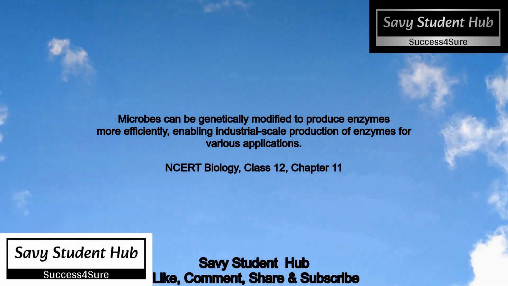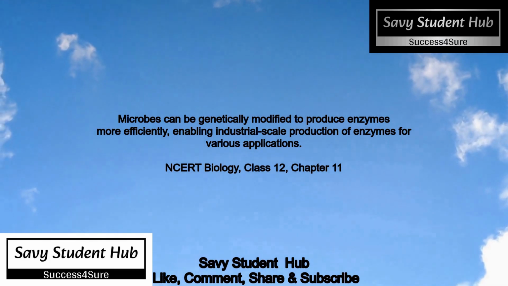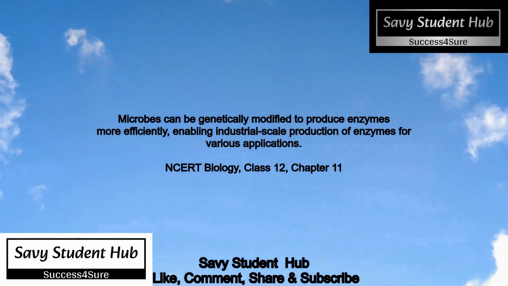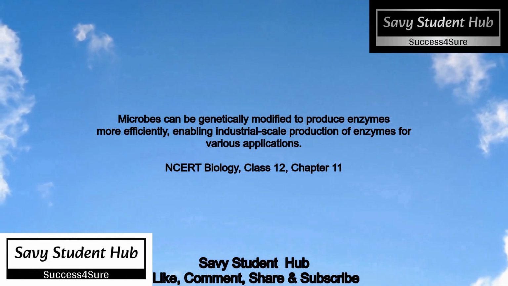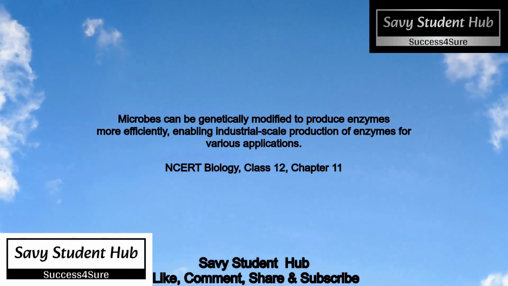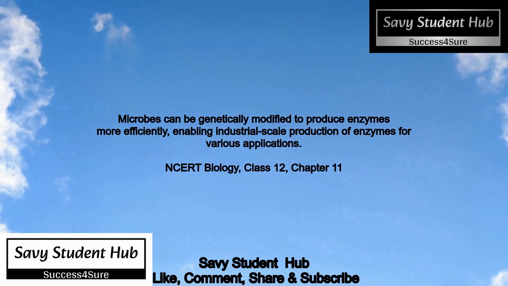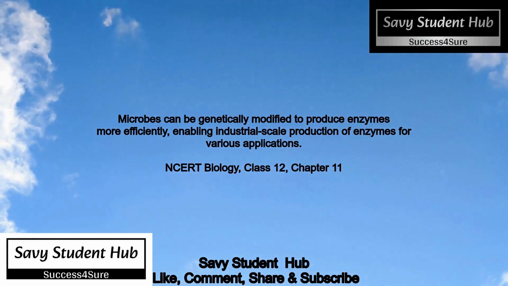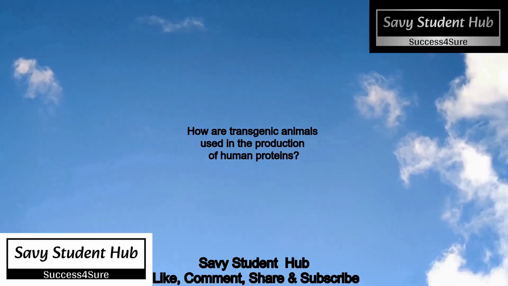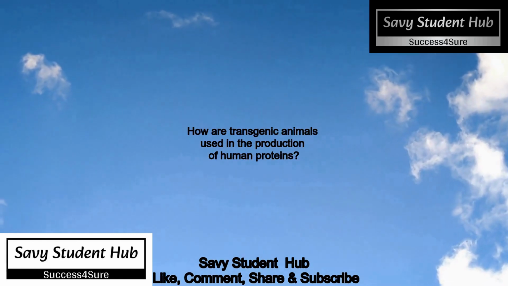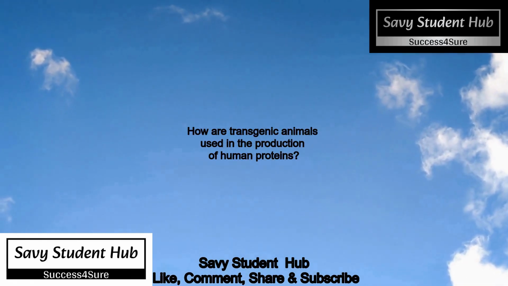Microbes can be genetically modified to produce enzymes more efficiently, enabling industrial-scale production of enzymes for various applications. How are transgenic animals used in the production of human proteins?